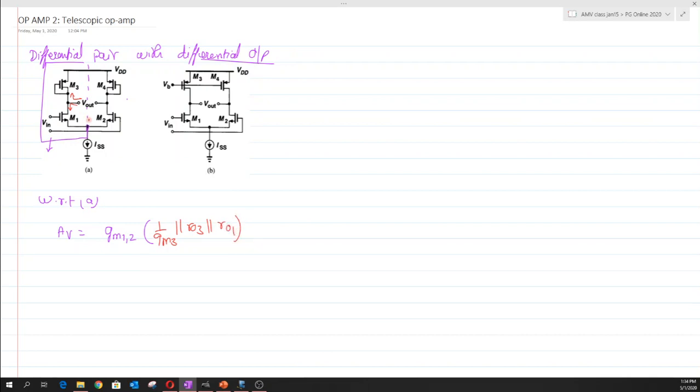Obviously, when the circuit is symmetric, this node, which is labeled as VP, will be driven to ground. This is something I forgot to mention. So this node is at ground, and what we have is a ground at the source of M1 when we apply a differential input across these terminals. Having got this as our gain, let us move on to the gain expression for the second structure.